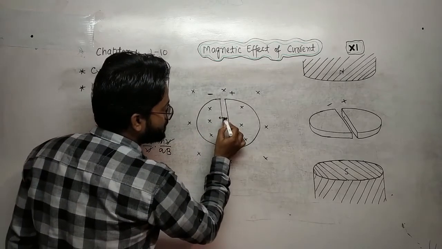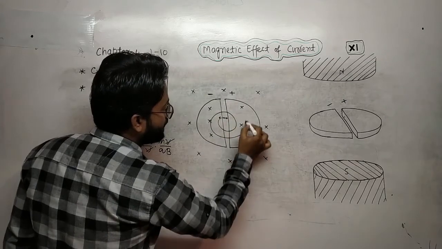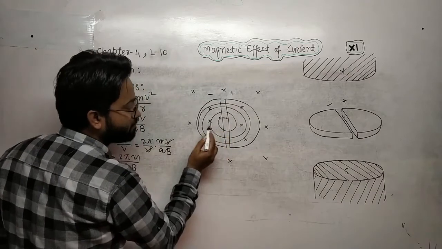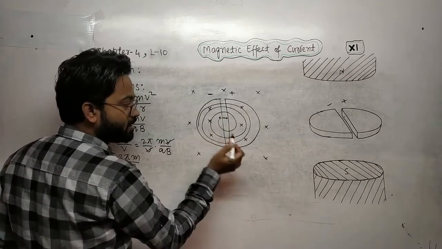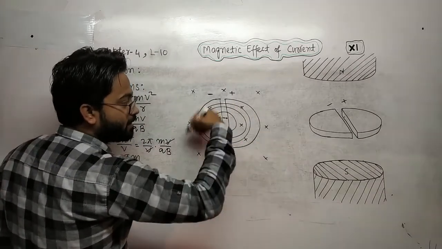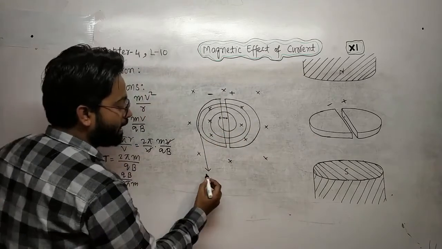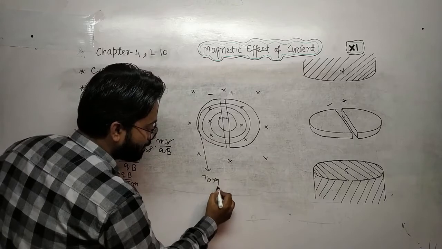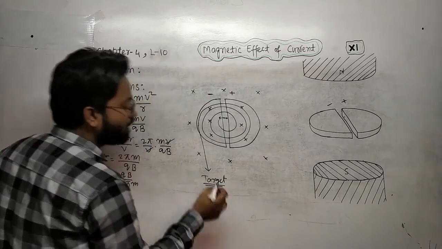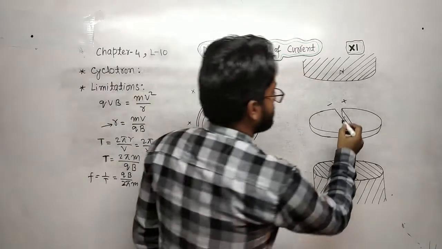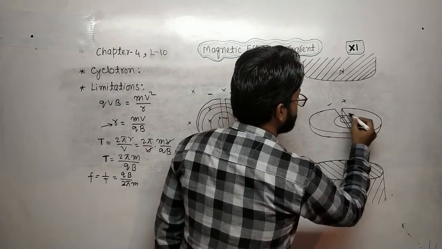That means the positive charged particle will move in a spiral path, and finally if the radius is greater than the radius of the disk, then it will get out of the disk, and here is the target where we need to hit the charged particle. Okay, and this will move like that.